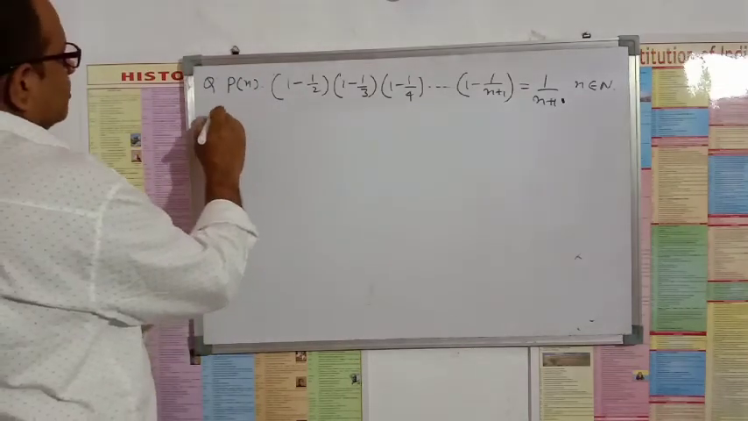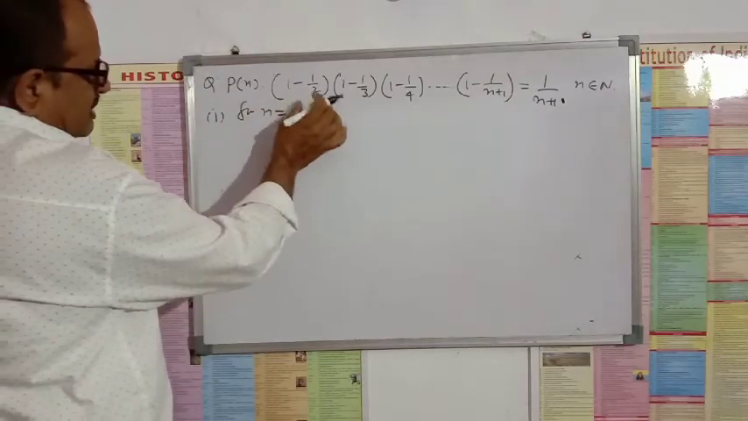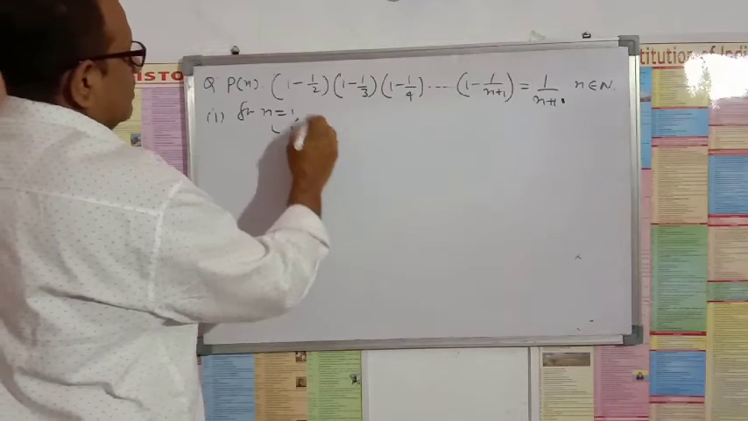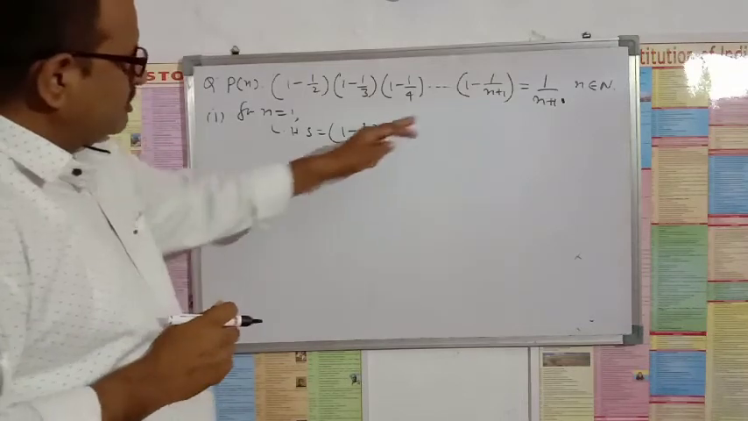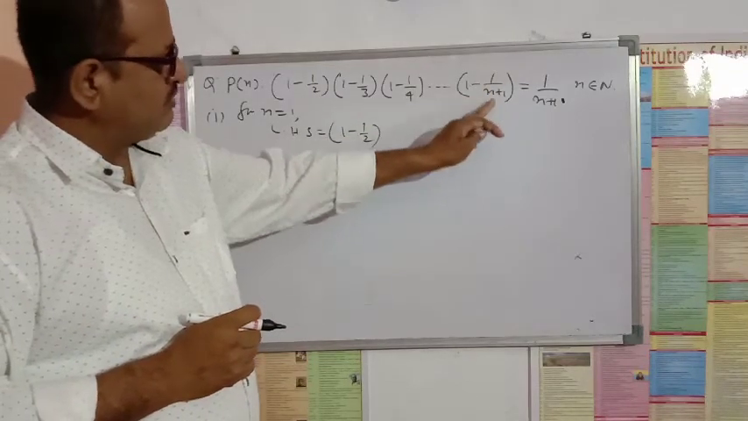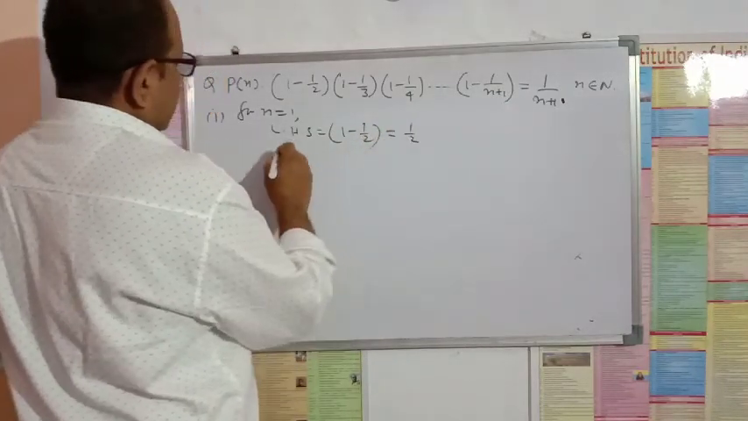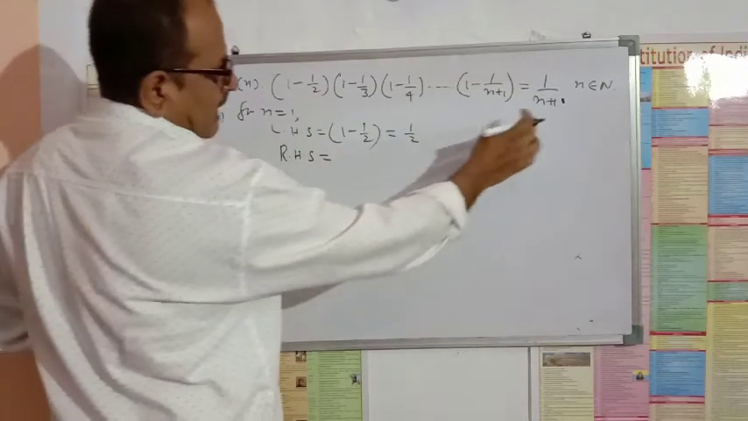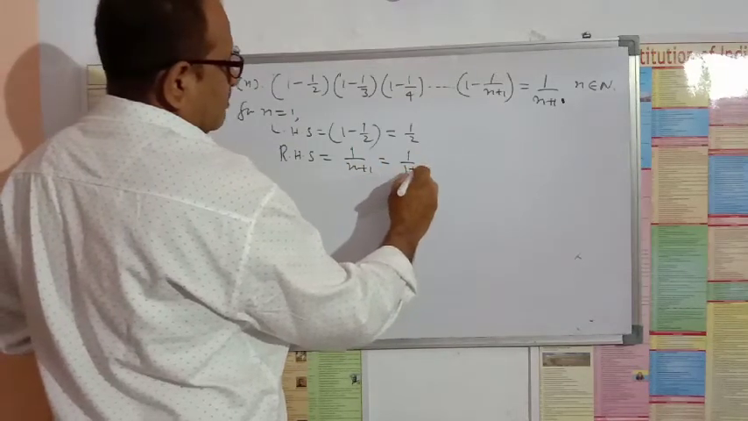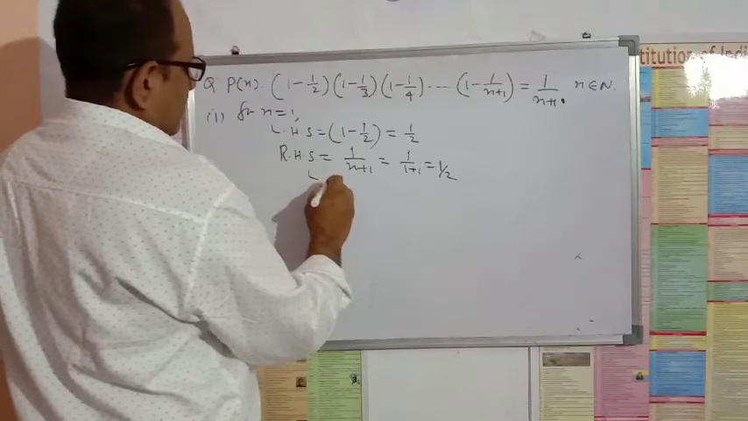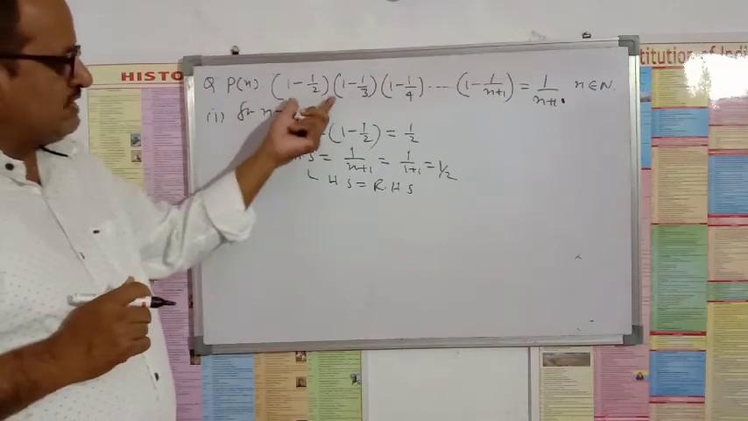Firstly check for n equal to 1. What is the left side? The left hand side will be the first bracket, 1 - 1/2. You can put n equal to 1 here, so it is 1 - 1/2, which is 1/2. What is RHS? RHS is 1/(n+1), and n is 1, so 1/(1+1) is 1/2. LHS is equal to RHS.